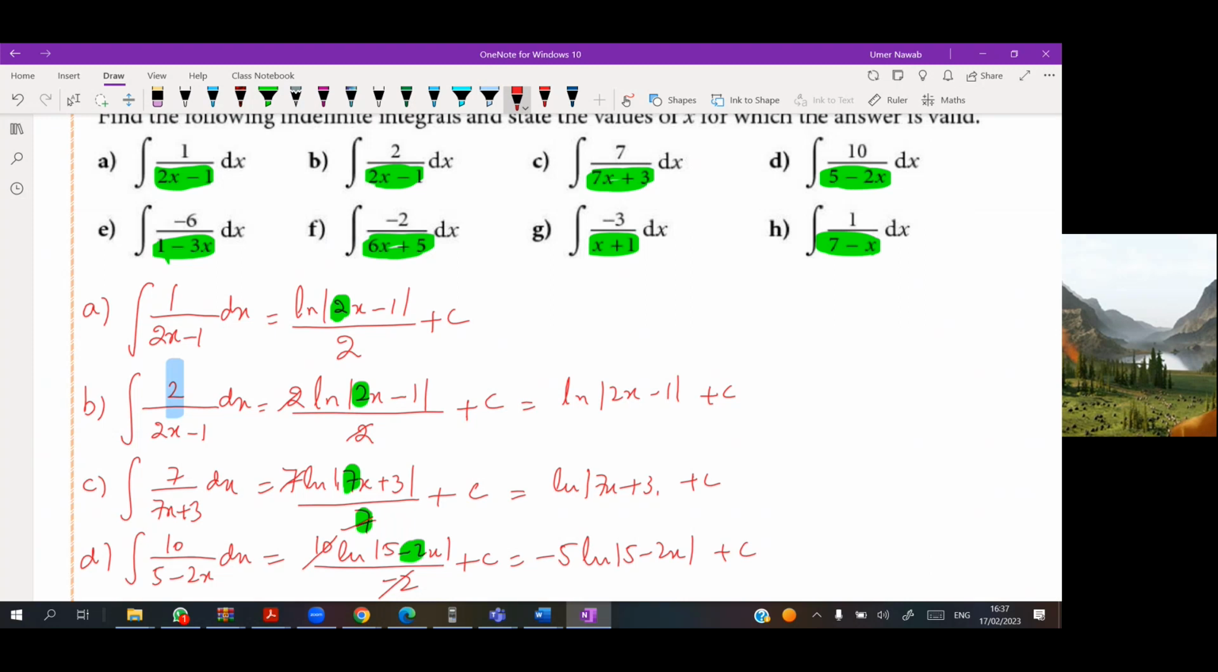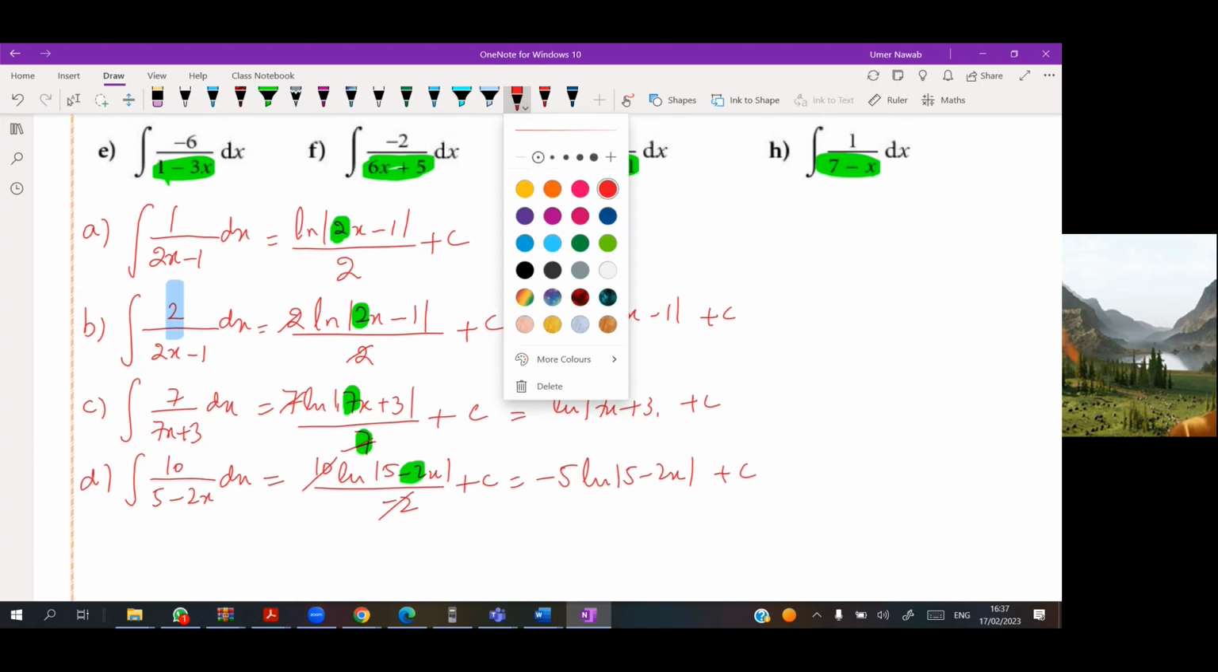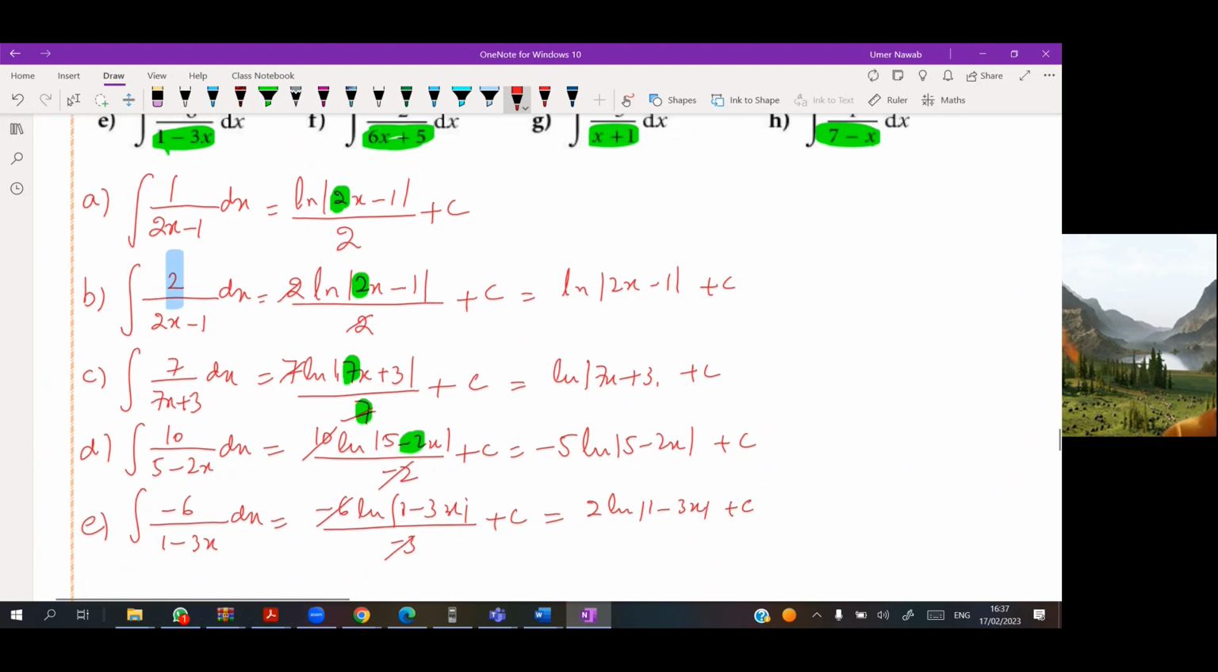Now the next part, it is the e part. Minus 6 over 1 minus 3x. I write minus 6 ln of 1 minus 3x divided by minus 3, plus c. Minus 3 and minus 6 cancelled out. 2 ln of 1 minus 3x plus c.